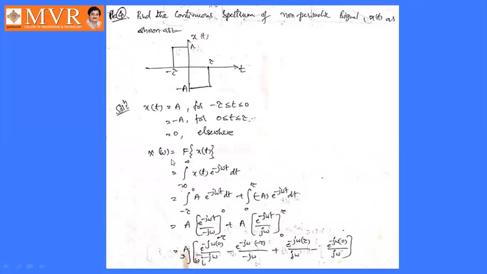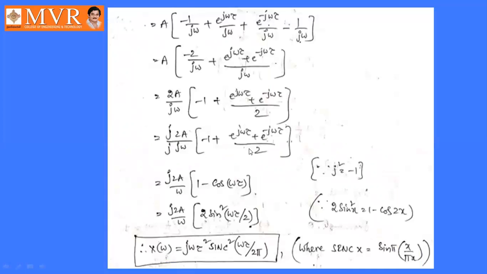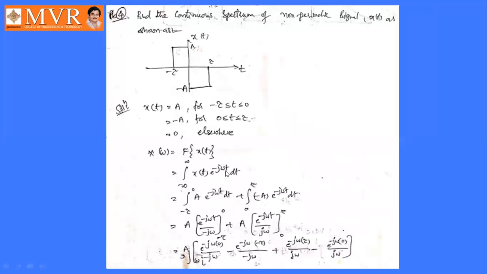So how to find the Fourier transform? What is the formula? X of omega is equal to the Fourier transform of x of t, that is the integral from minus infinity to infinity of x of t into e power minus j omega t dt, right? So here x of t has two pieces. From minus tau to 0, its value is a into e power minus j omega t dt, plus from 0 to tau, its value is minus a, so minus a into e power minus j omega t dt, right?